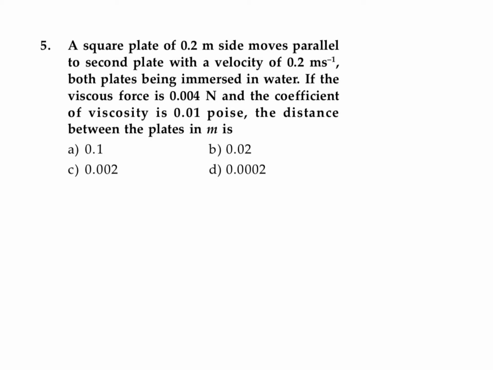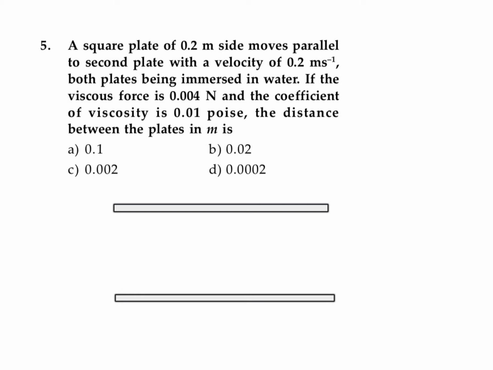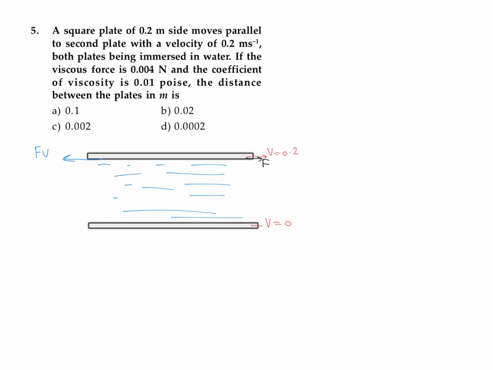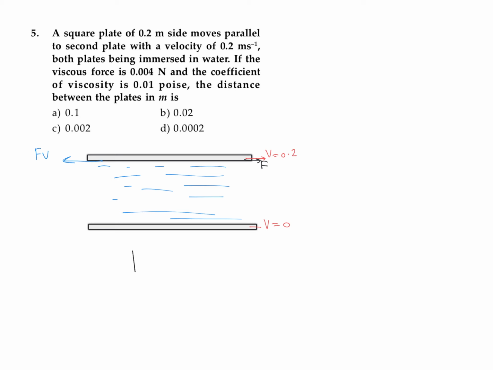So over here we are considering that two plates are moving relative to each other, and one moves parallel to the second plate with a velocity of 0.2. So assume that this is moving with a velocity 0.2 and this plate is at rest, and there is a liquid between them. When there is a relative motion, this liquid is going to oppose the motion of this plate while exerting some viscous force. And if you would like to move it with a constant velocity, we need to apply the same force in the opposite direction.